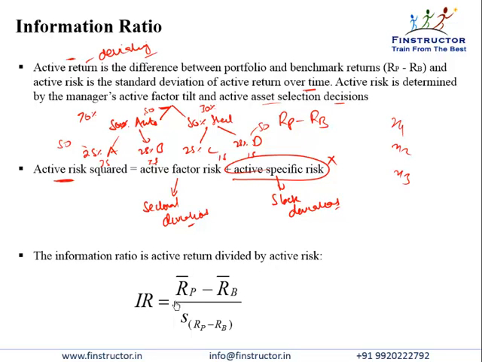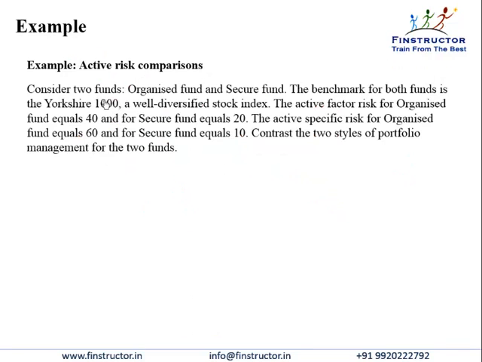Information ratio is the active return divided by the active risk. Active risk is the historical standard deviation of the active return. Active return is the return over and above the benchmark. Consider two funds, Organized Fund and Secure Fund. The benchmark for both funds is Yorkshire 1000, a well-diversified stock index. Active factor risk for Organized Fund equals 40 and for Secure Fund equals 20. Active specific risk is 60 and 10. Contrast the two styles of portfolio management for the two funds.